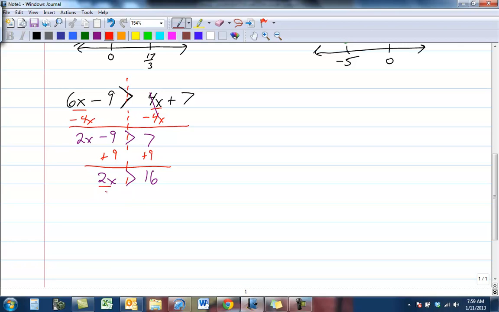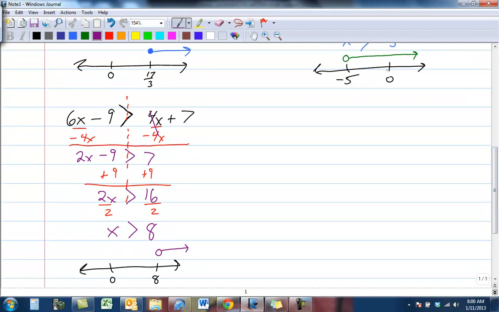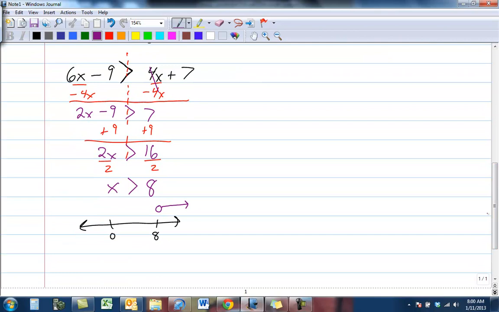Divide by 2 on both sides. And we got x is greater than 8. x is greater than 8. So, make a quick graph. 0 and 8. Open circle. Going to the right. Everything's going to the right today. Look at this. This one, my bad. Greater than 8. It's not always going to be going right.